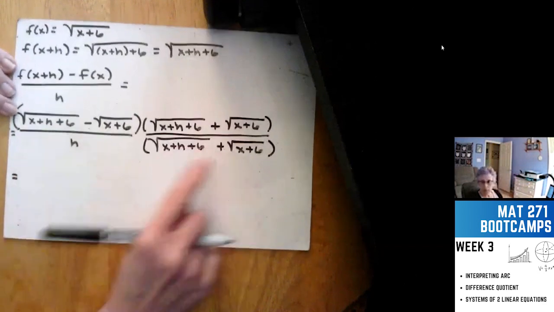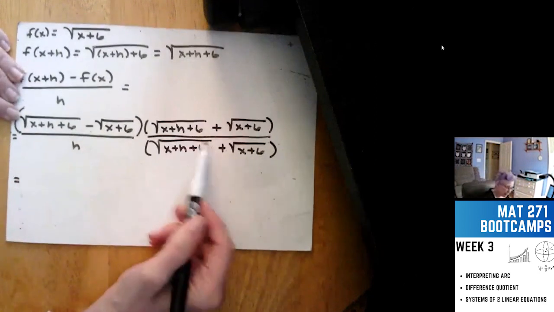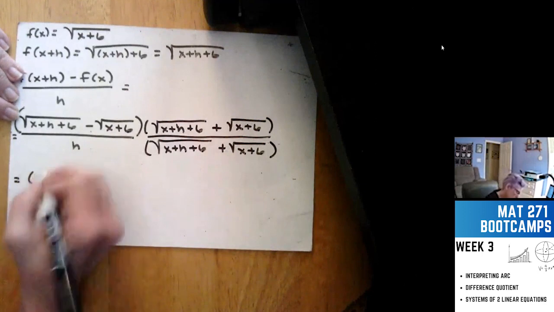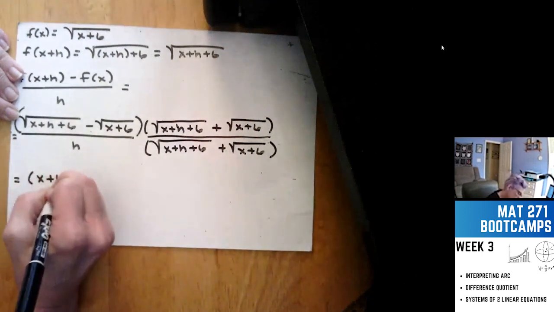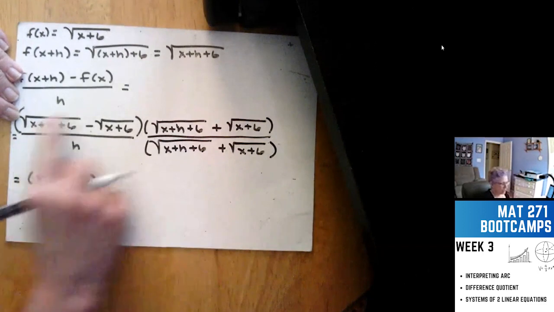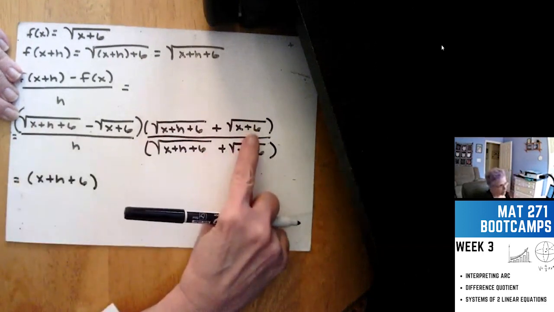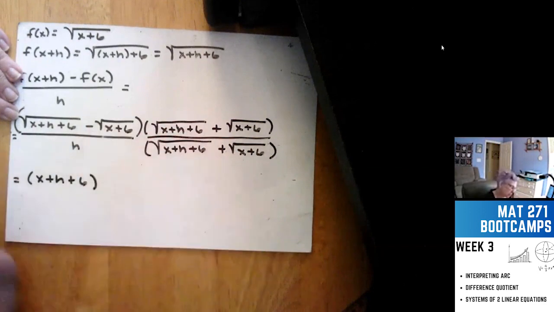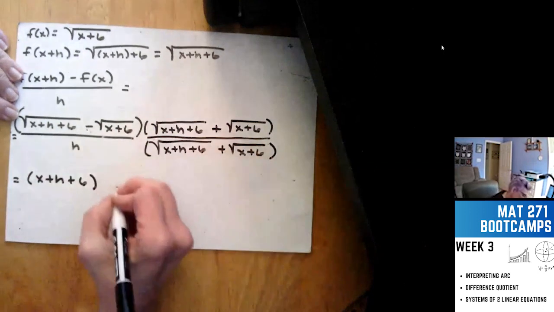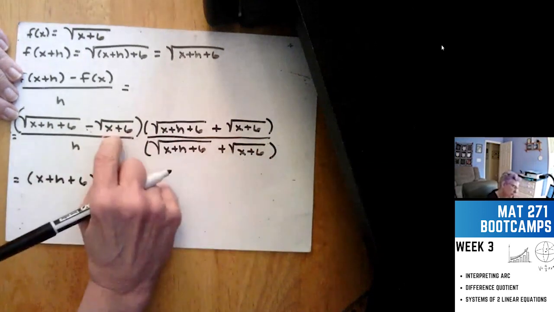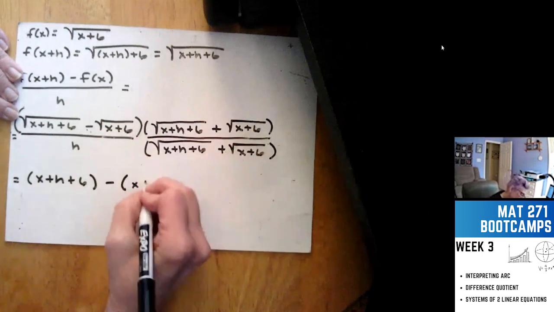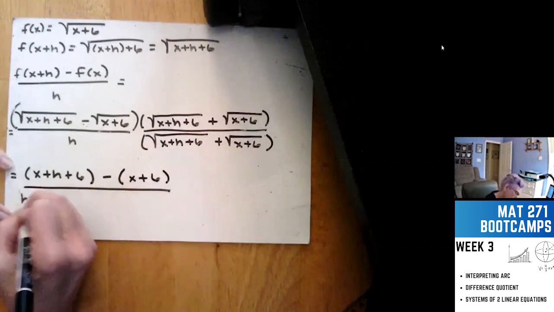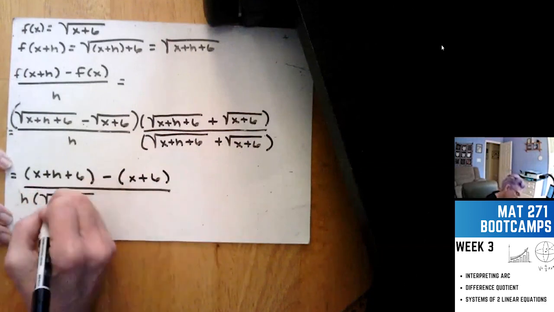And now when I do first, outer, inner, last, I know what's going to happen. My middle's going to fall out. I have first times first, so the square root times the square root means the square root disappears. Outers gives me plus this times that. Inners gives me minus this times that. So those disappear, and I'm left with minus square root of x plus 6 times square root of x plus 6, which is x plus 6. All of that is over h times the conjugate.